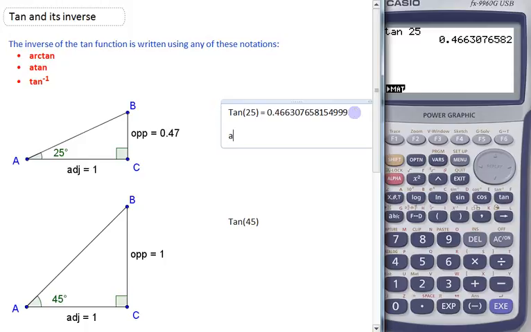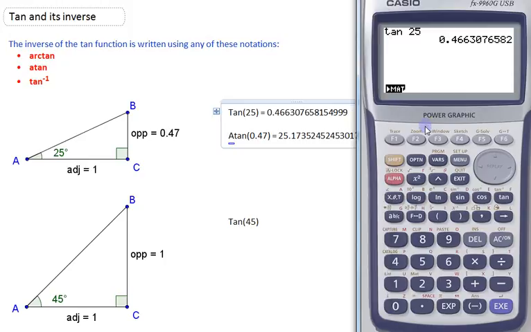Well, in OneNote, that uses the atan notation for the inverse function. So we would type atan and then the ratio, and the ratio is 0.47. And that gives us 25 degrees. And using the calculator, you would use Shift tan and then type the ratio, and that should give you back the angle in degrees, and it does, 25 degrees approximately.